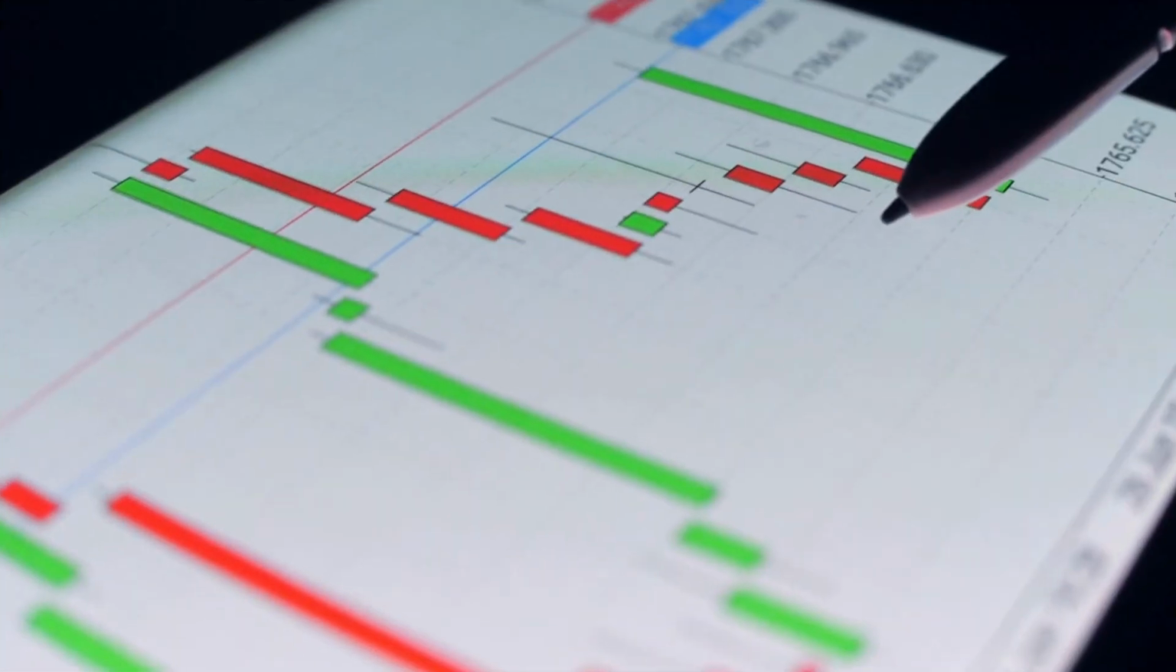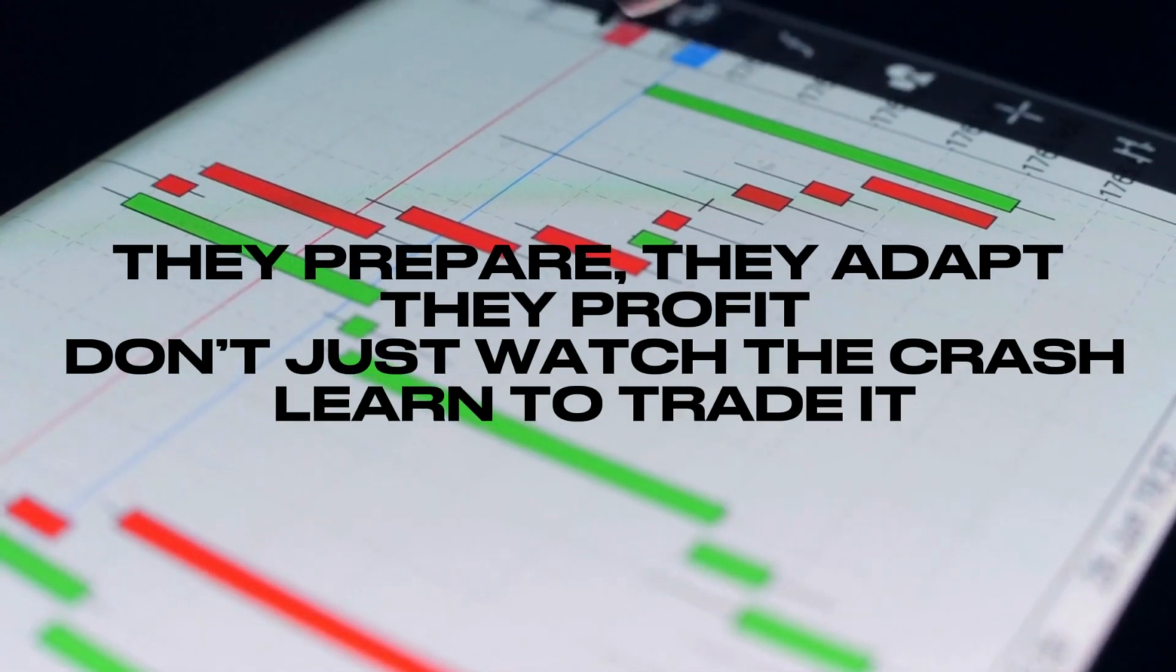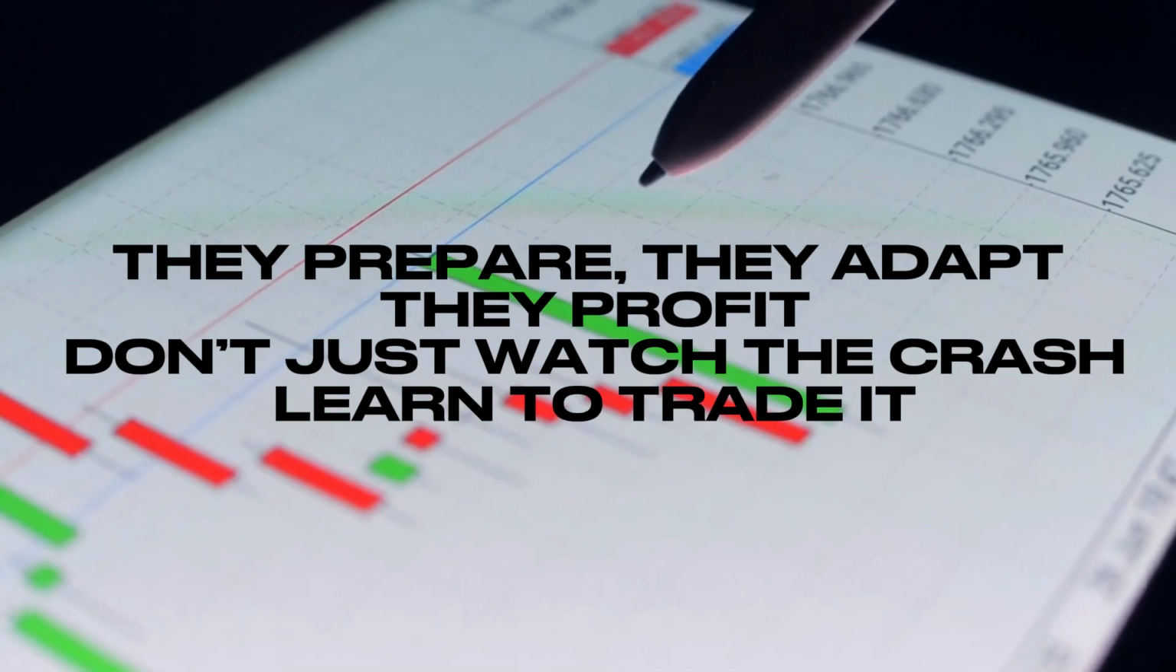When the market falls, most panic. But the smart ones, they prepare, they adapt, they profit. Don't just watch the crash, learn to trade it.